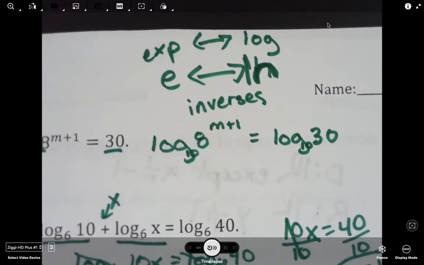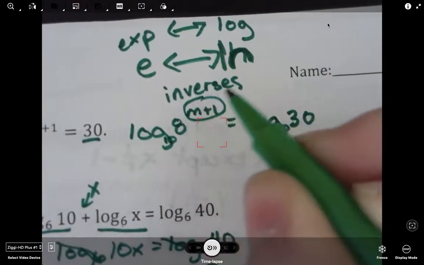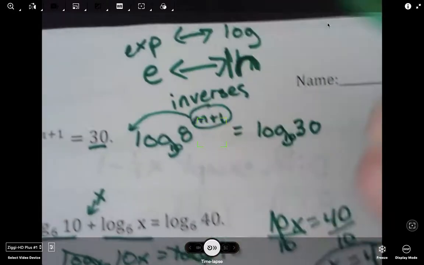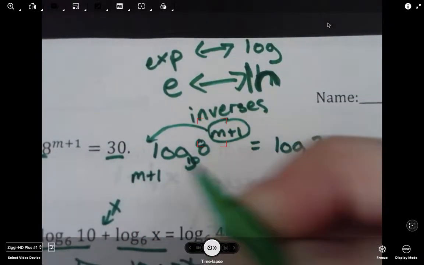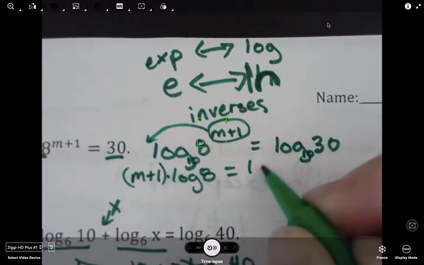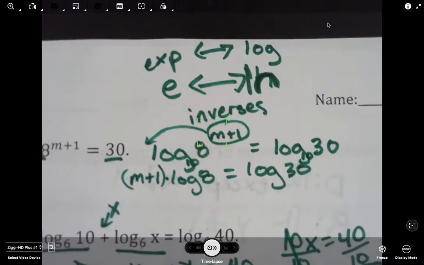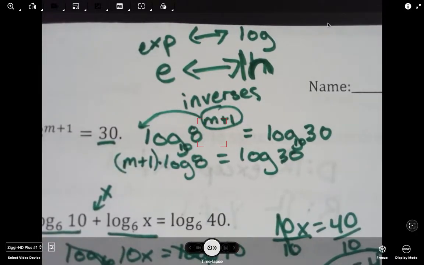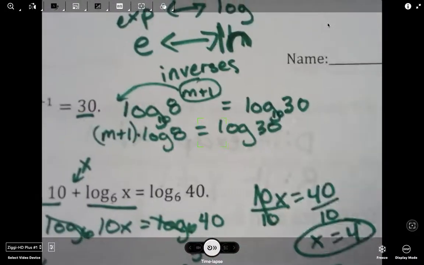Okay, ready? All right, so we log both sides. Okay, now what happens? Do something with the M. M plus 1, where does it go? In front. So M plus 1 times log of 8 equals log 30. Okay, and then what? I want to solve for M. Subtract 1? Not yet.